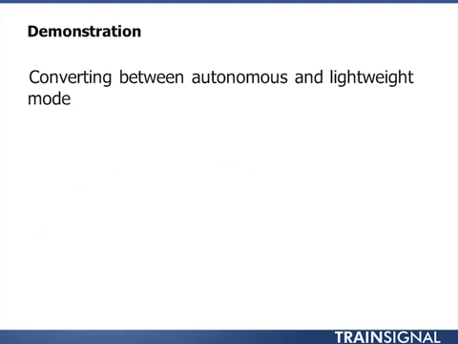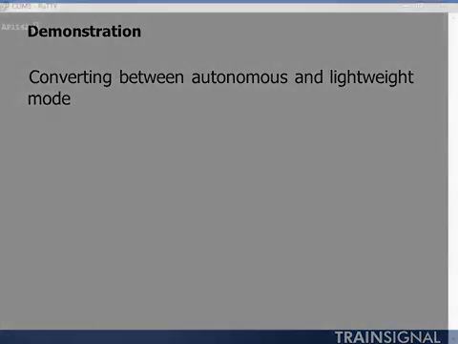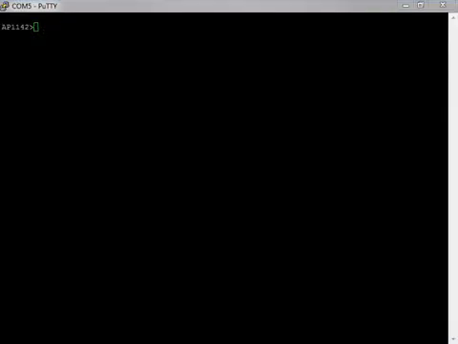So in our demonstration, we're going to take a look at how you convert from an autonomous mode to a lightweight mode. I've brought up PuTTY and I've got my console cable connected to the access point, the 1142. The first thing I want to do is take a look at the version.